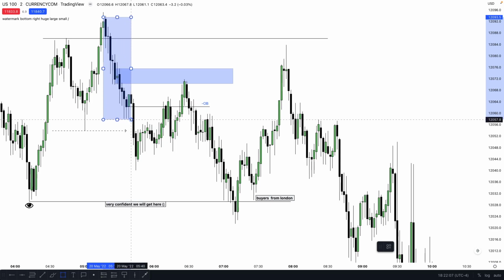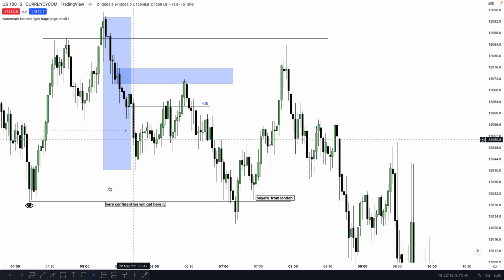So right here, this was displacement for me. Price came down, crashed down, breaking these lows here, showing displacement here. And look here, price crashed right down with an energetic displacement, which is this candle here. Let me delete this here so I don't have too much on my screen to confuse you guys.